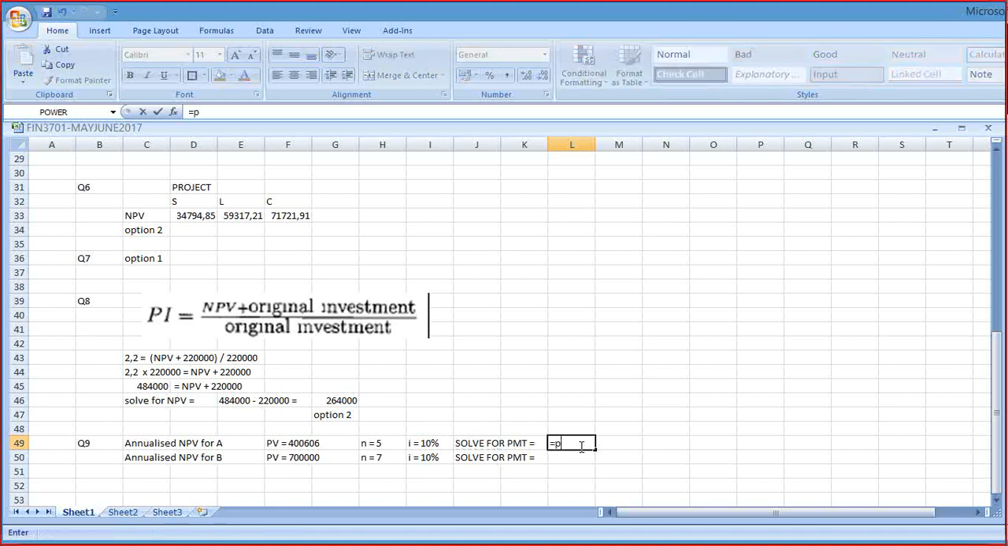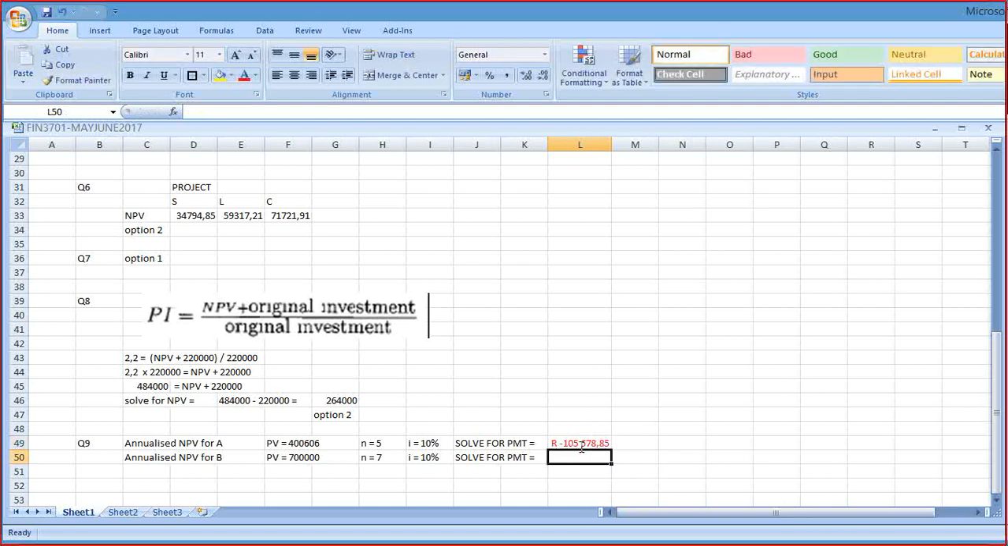So you're solving for payments. The rate is 10%. The N is 5 for this one. The PV is 400606. Close brackets gives me an answer. That's what Excel gives me. And then let's do the other one. 7 years, 700,000. It gives me that. So those are the annualized amounts.